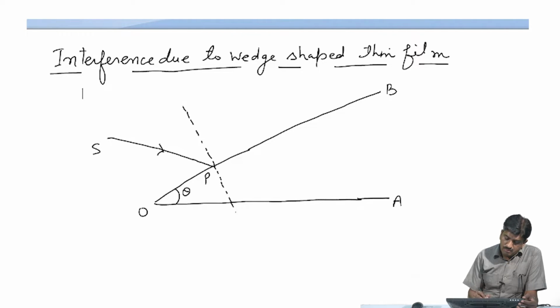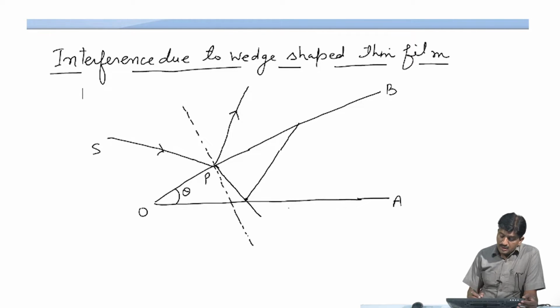On the upper surface, this is a normal, and if this light ray is incident on the upper surface, some part of the rays are reflected and some part are refracted. Again, from this point, some part is reflected, and now draw a perpendicular on this point. Suppose this point is P, this point is Q.